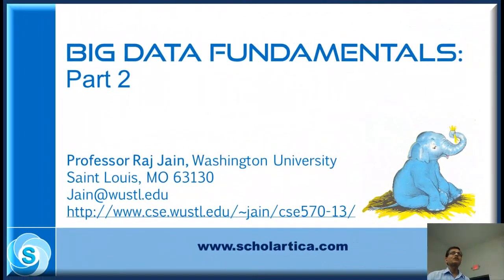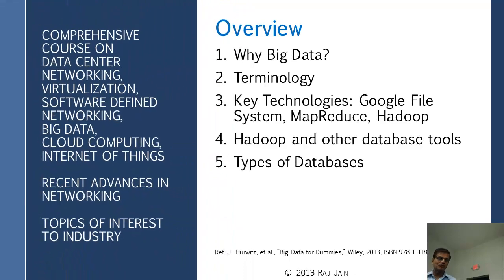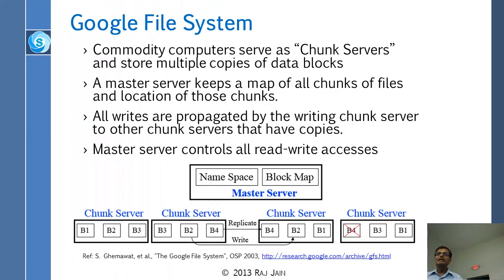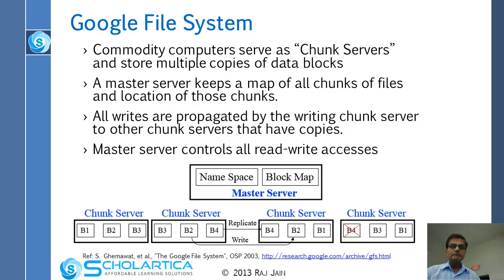All right, so now we go into what happened in the last 2 years, and Google changed the world. Google changed the world by publishing 3 papers, and the first paper was Google File System. The reference is at the bottom. This paper basically said how to store big data, meaning how to store lots of data.